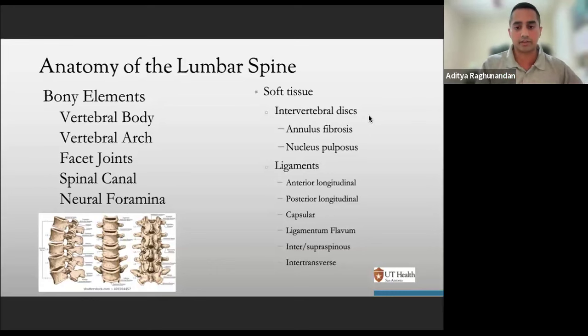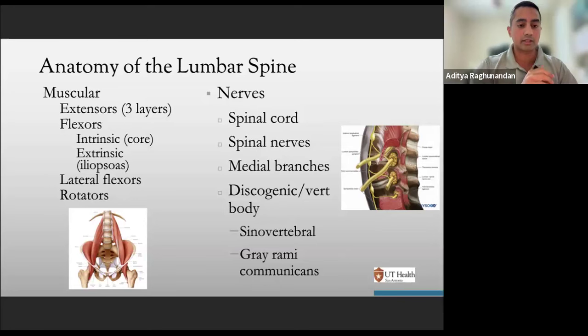As far as the muscular elements, these are muscles that cross the joint. The spine and the hip have a pretty intimate relationship, but for the spine specifically, there are three extensor layers going from superficial to deep: superficial, intermediate, and deep. Then for flexors, you have the intrinsic muscles, your so-called core muscles. The transverse abdominis is the largest of those. And then you have the extrinsic muscles, primarily the iliopsoas.